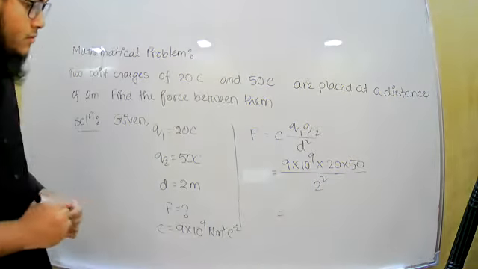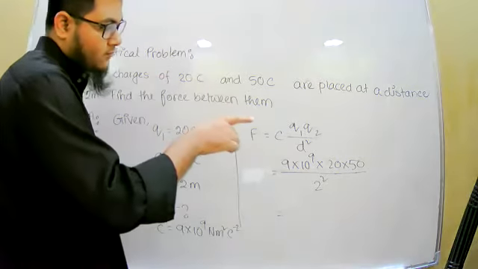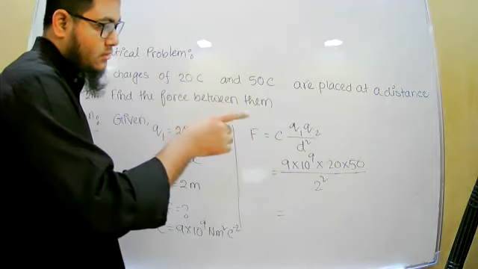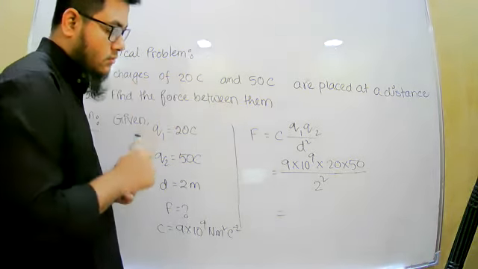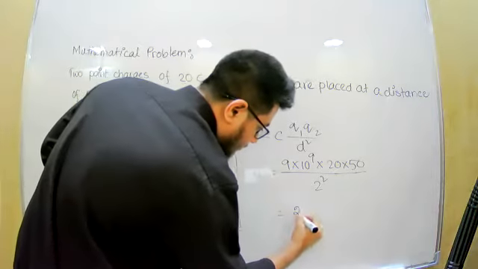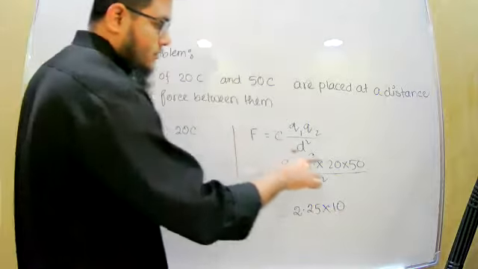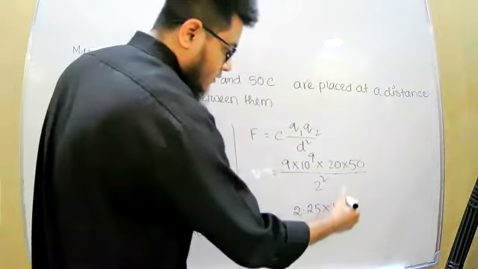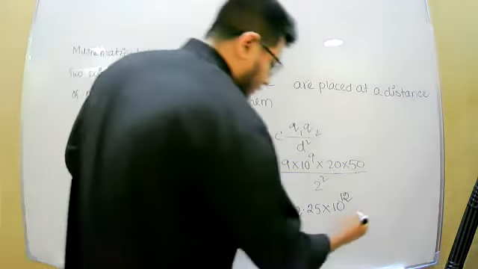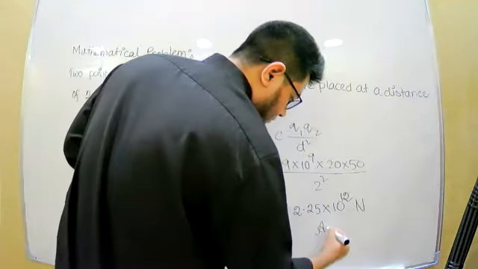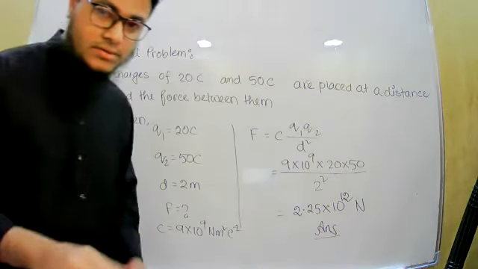So now we need to solve it using the calculator. 9 into 10 to the power 9, into 20 into 50, divided by 4. So it should be 2.25 into 10 to the power 12. Sir, it will be 12. 2.25 into 10 to the power 12 Newton. Yes, correct answer. So this is what I got. Kindly check.